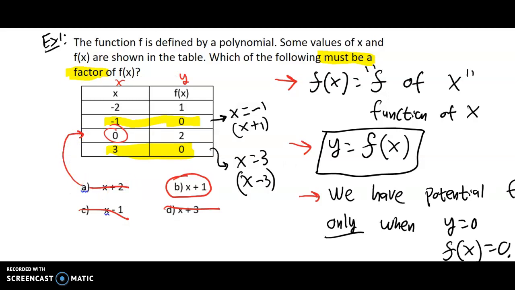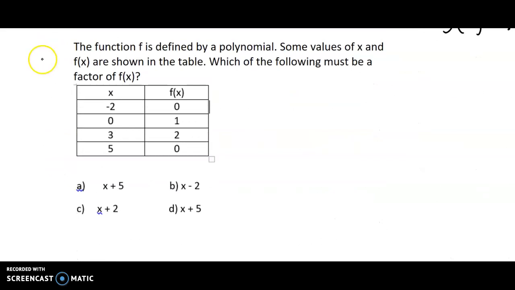Pause whenever you need. One last example. You should also take a moment to pause this and write out the original problem. Same deal. Which of the following must be a factor of f of x? Okay, we know that f of x means y. We know that we have a factor when y is 0. This is a potential. This is a potential. This one is not, because it's x equals 0. When x is 0, that does not mean anything special.